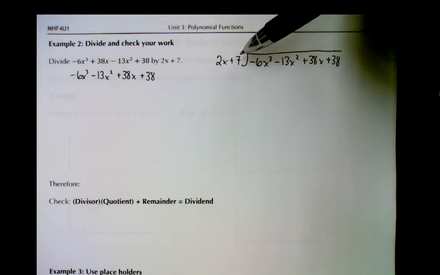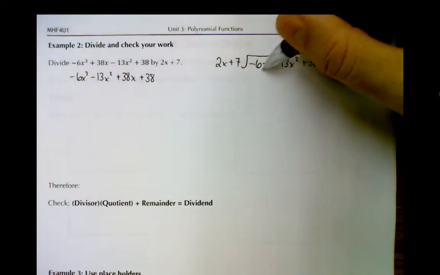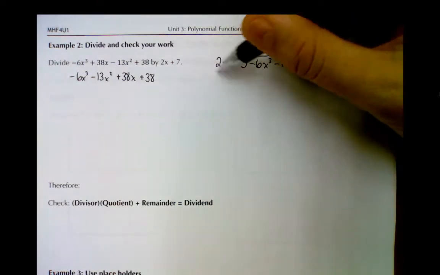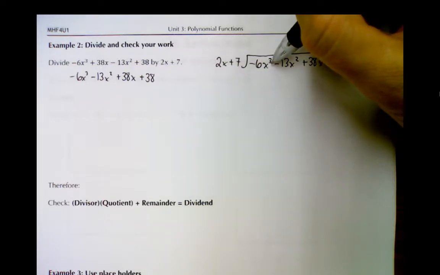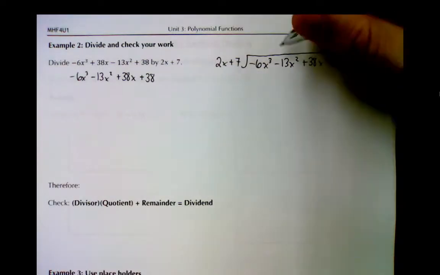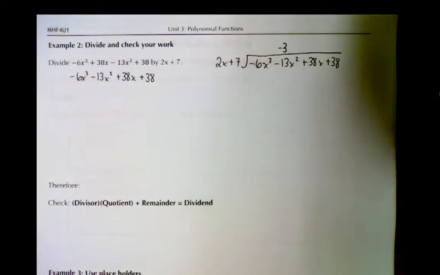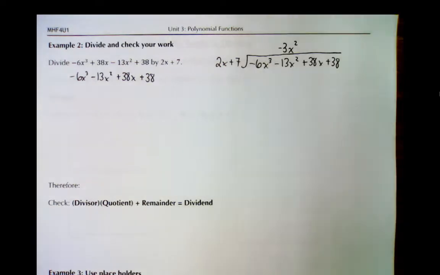And the key I said in the last video was that we're always trying to build to our first term. The way we build to that first term is we look at the first term of our divisor and say, what times 2x would give us negative 6x cubed? And the answer is negative 3x squared, because negative 3 times 2 is negative 6, and x squared times x is x cubed. So that's the first part of our quotient.